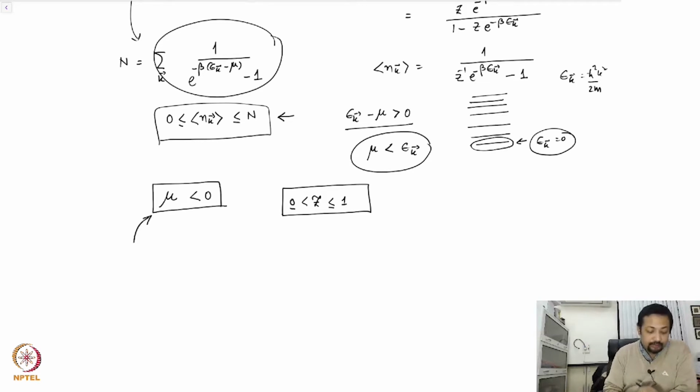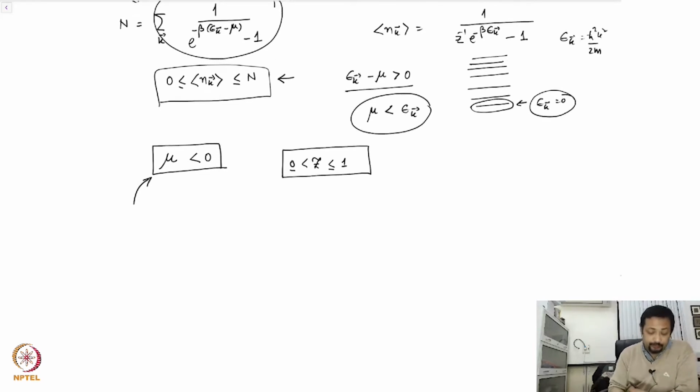Now, this mu less than 0 is essentially a reflection of the fact that the bosons feel an attractive potential. When we did the canonical formalism with bosons, we saw that the pair interaction was attractive, right? So, it is simply a statement of the fact that the chemical potential is less than 0, and adding more and more bosons to the ground state does not cost you any more energy, right?